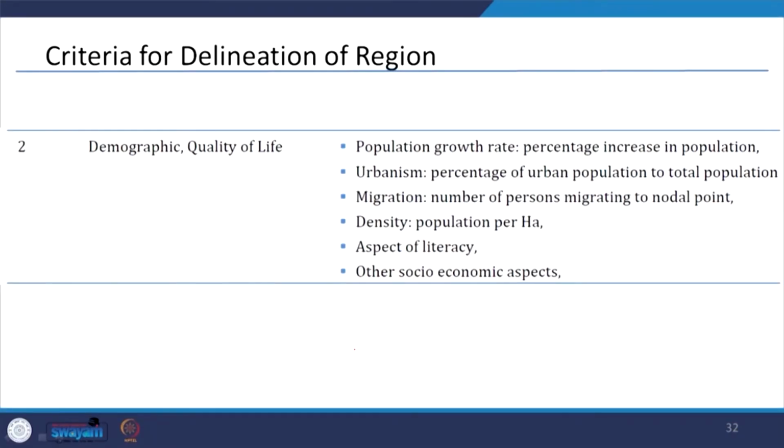The other parameter also include demographic and quality of life. This would have indicators: population growth rate, percentage increase in population, urbanism, percentage of urban population to the total population, migration, how is the migration in the region, number of persons migrating to the nodal point, looking at the density, how is the density, population per hectare, and then looking at the aspect of literacy. We may also consider other socio-economic aspects.